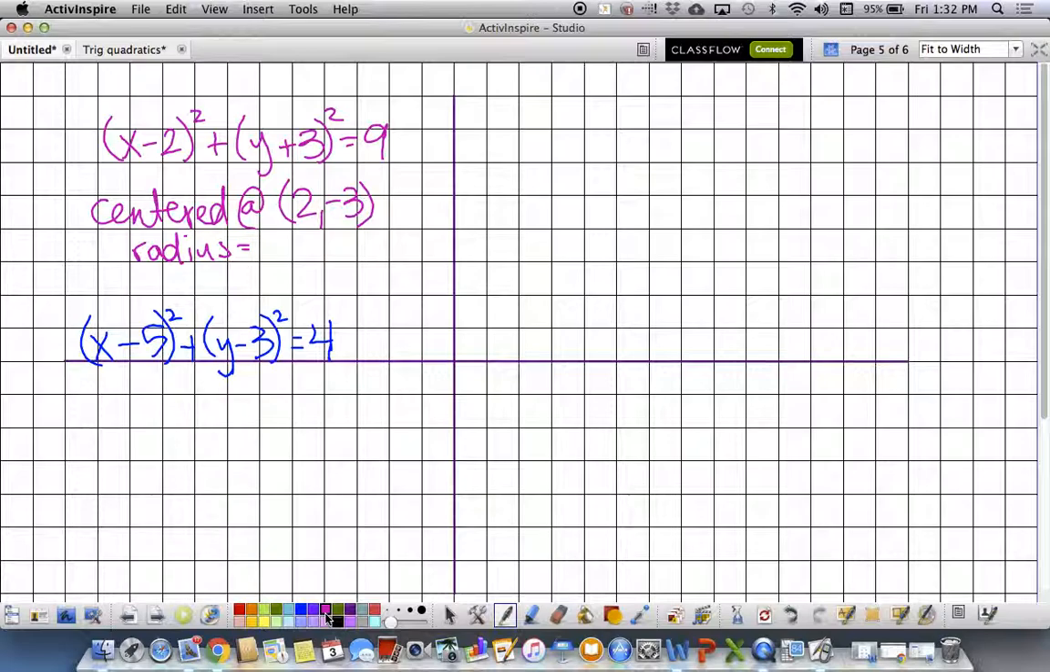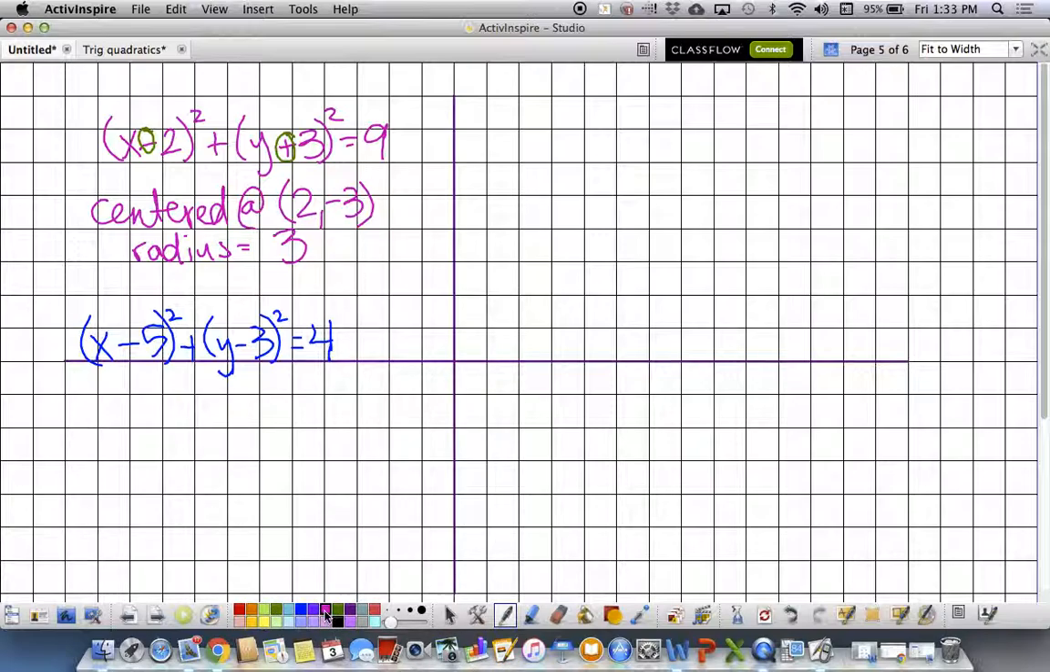Do not make that a big circle. It's always r squared. That would be a gigantic circle. R squared is 9, so r equals 3. Does anybody see a relation between this 2 and 3 and why this is 2 and negative 3? You're taking the opposite signs here. When you set it equal to 0, those will always change.